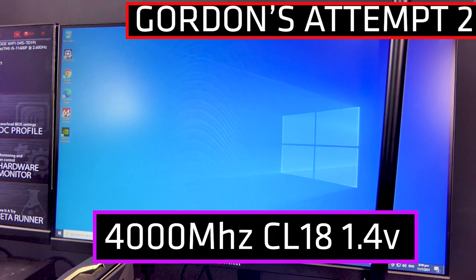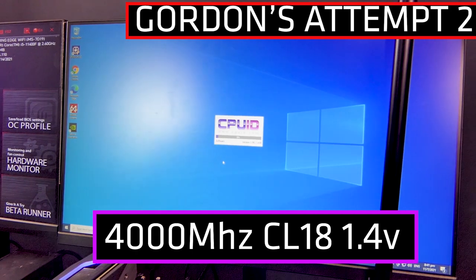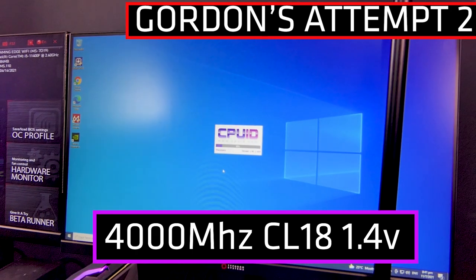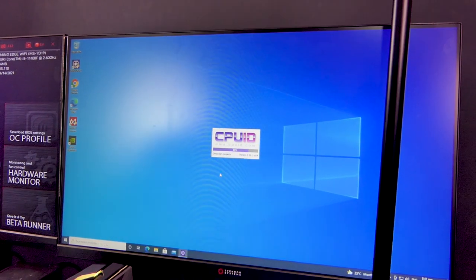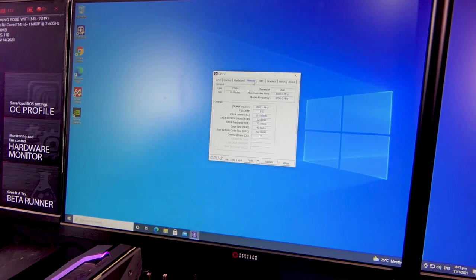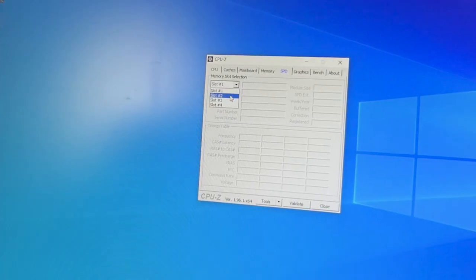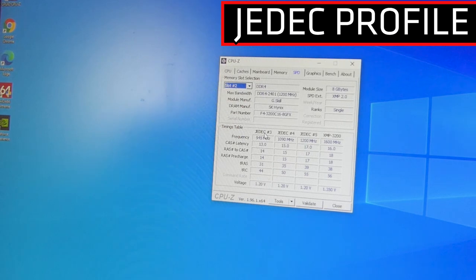Yeah, the operating system loads. So CPU-Z is a very useful tool. It shows you all the little vital statistics of your system. And here we go, we have our memory. SPD shows you all the different things like the JEDEC profiles, 1200.